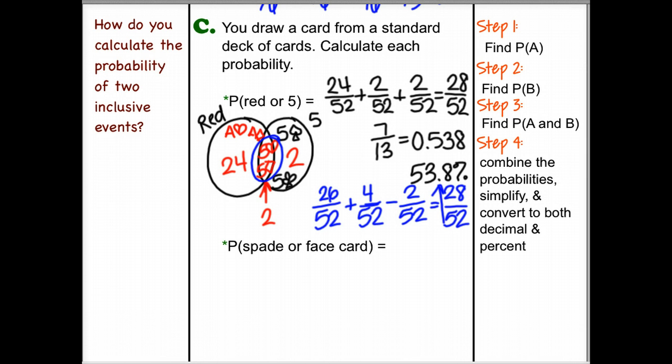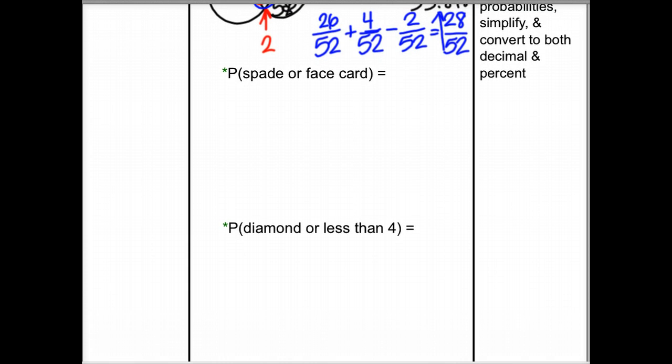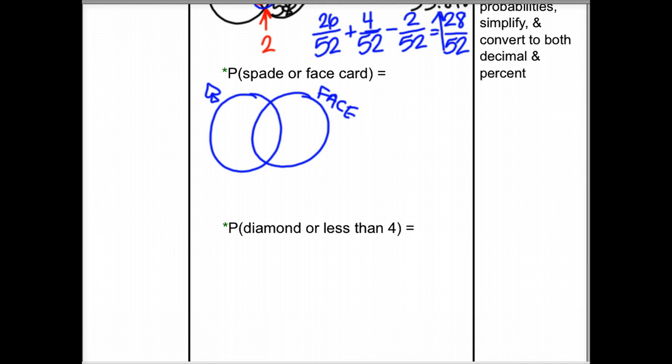I don't care which way you use. For several of you, the Venn diagram is probably going to be more beneficial. So if we look at this next example, a spade or a face card, that's going to be a Venn diagram with overlap. Here are my spades and these are my face cards. So the first thing I want to think about is spade face cards. So that would be my jack of spades, my queen of spades, and my king of spades.